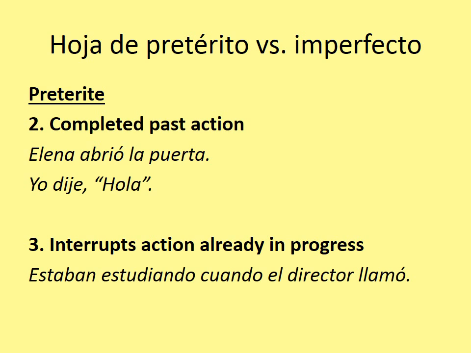Reason number 3 gets a little trickier because these are things that are using both, if you notice. Estaban and llamó. We've got both preterite and imperfect in this sentence. So estaban estudiando cuando el director llamó. They were studying when the principal called. So this is going to be mentioned both on the preterite side and the imperfect side. That we have something that was happening. There's our imperfect. It was in action when somebody called, and that calling is the interrupting that is going to make it preterite. So the interrupting part is the preterite.